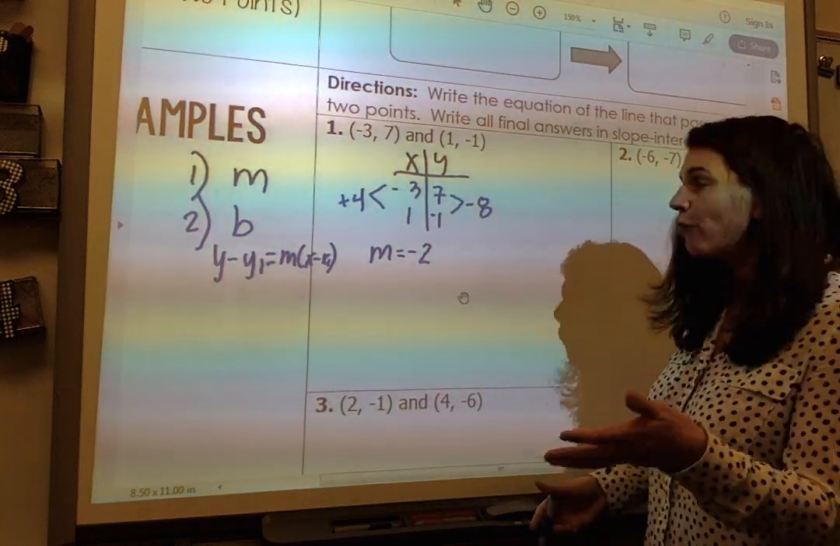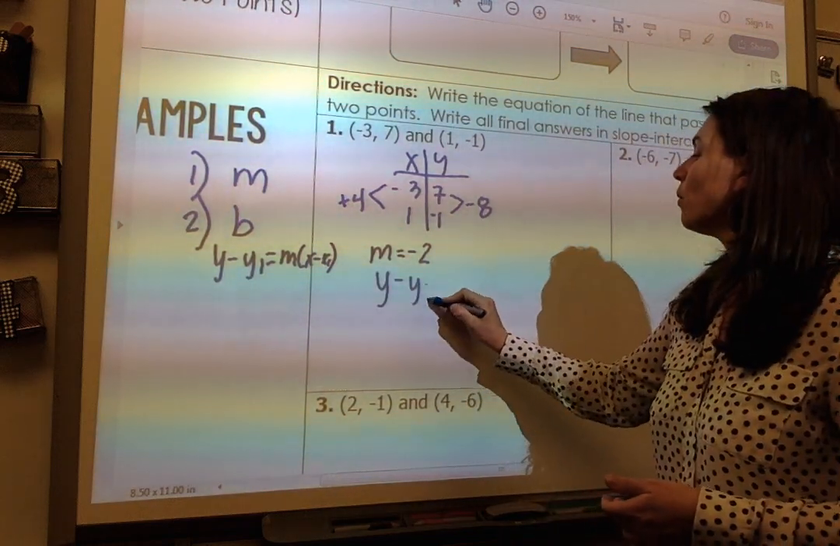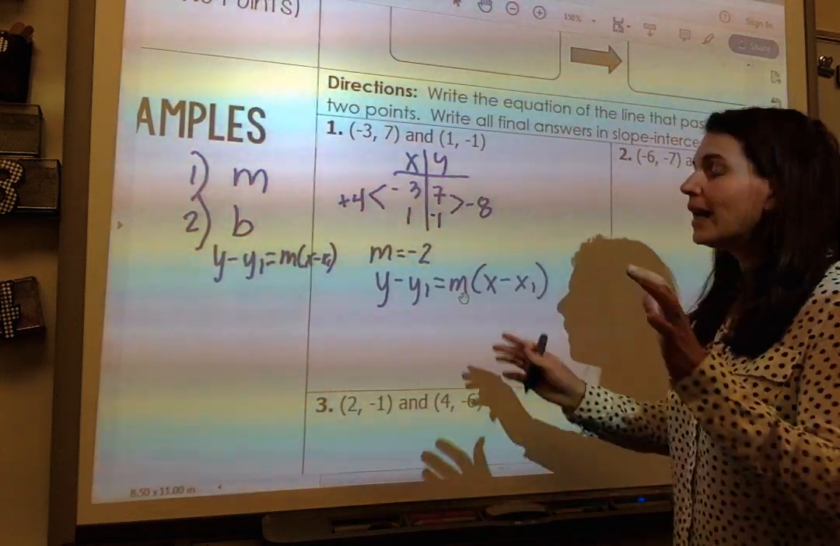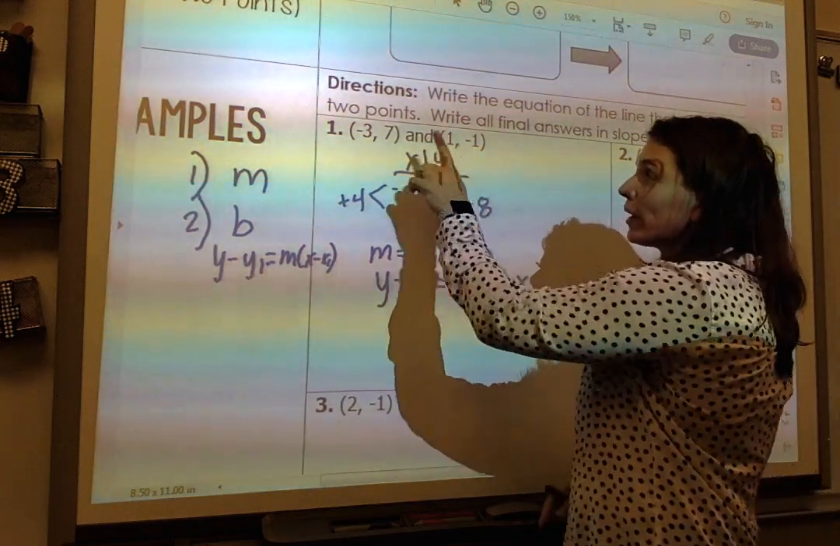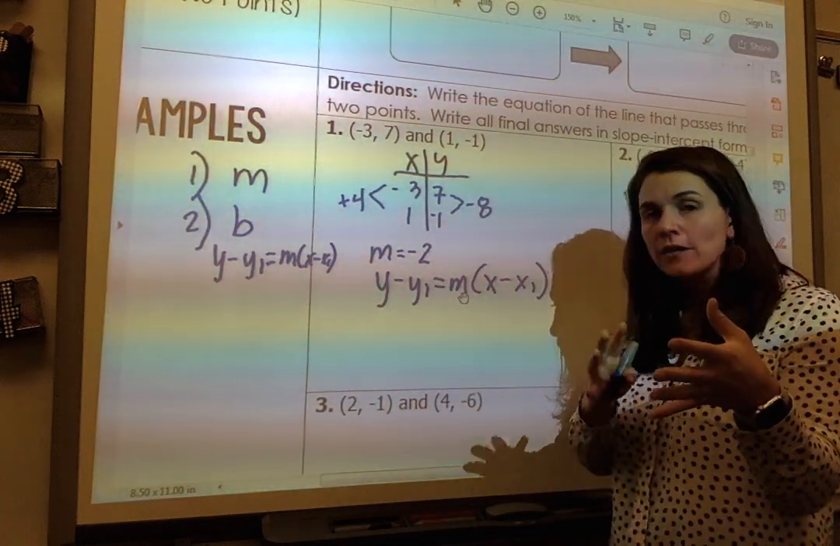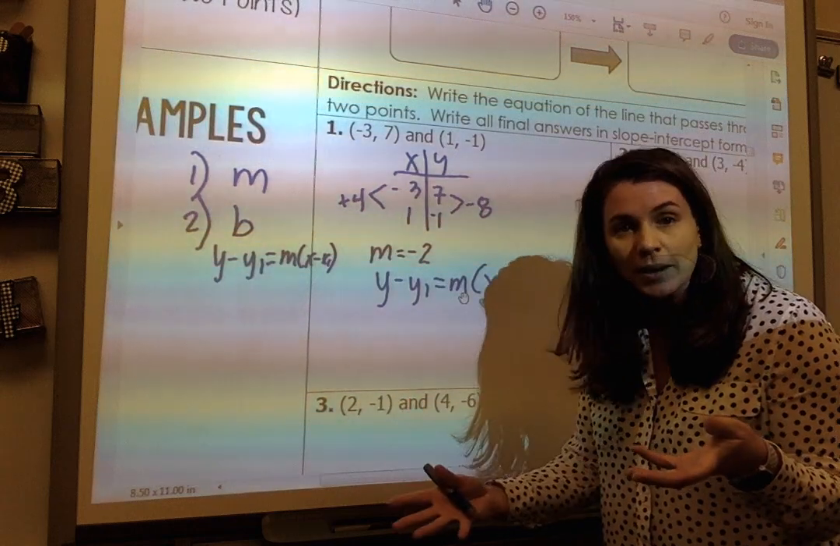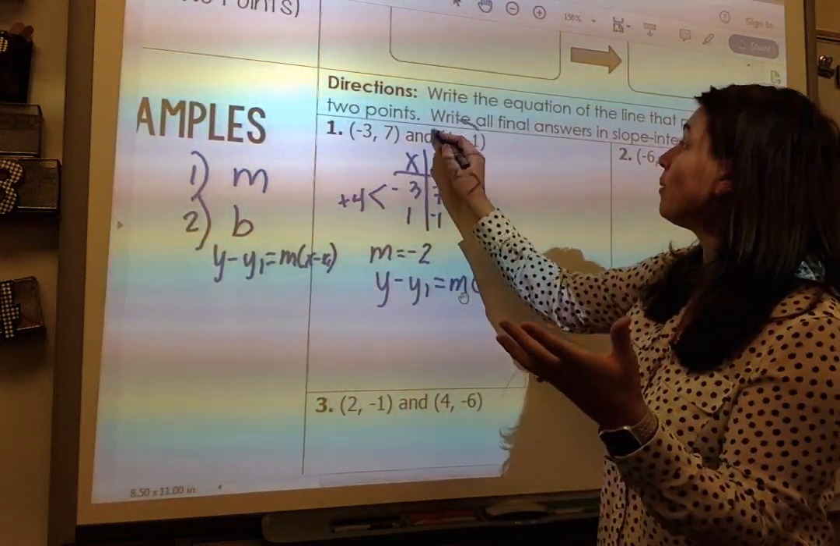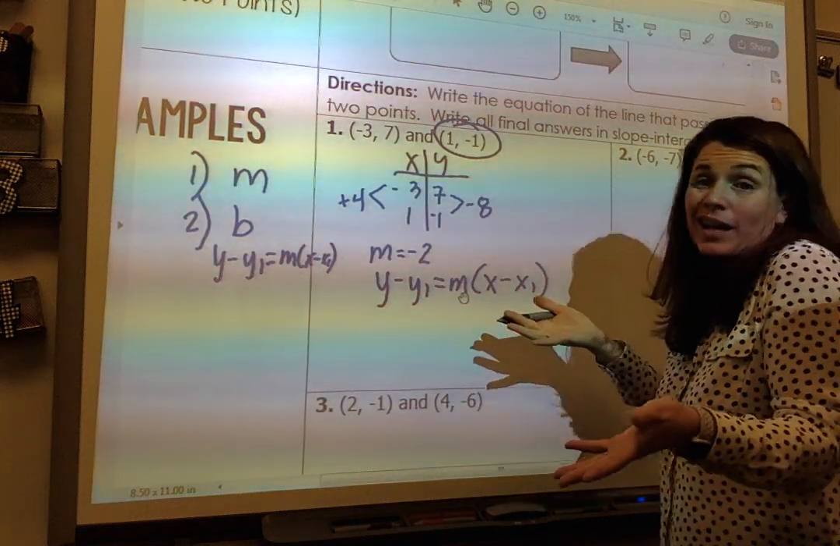Now, if I use my formula y minus y1 equals m times x minus x1, it does not matter which point I use. Because slope is a constant rate of change, it's going to give me the same answer either time. So I'm going to choose whichever point I want, and I'm going to choose this point just because it's 1 and -1.